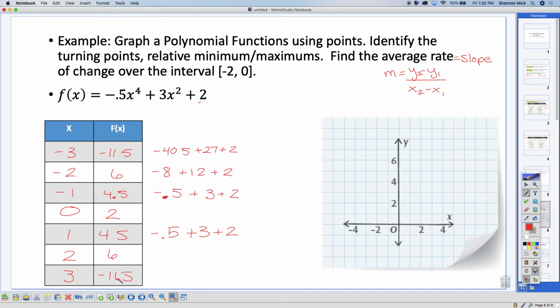So I have -3 and -11.5. Okay, somewhere down there. And then I have -2 and 6. And then I have -1 and 4.5. And then I have 0, 2. 1, 1.5. 2, 6. 3, 11.5. Okay, now everything you do is going to be an estimate, yes?